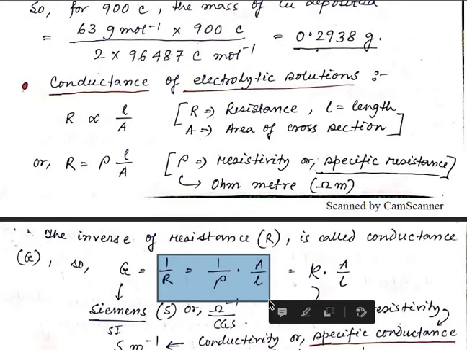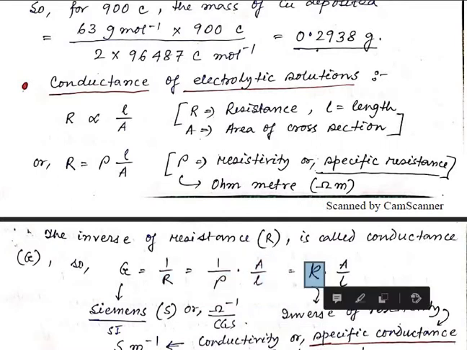So G is equal to 1 by rho into A by L, and that 1 by rho, we can also express in terms of kappa. So the total mathematical expression we can write, that is G is equal to kappa into A by L. So what is G? G is the inverse of the resistance, so it is called conductance.